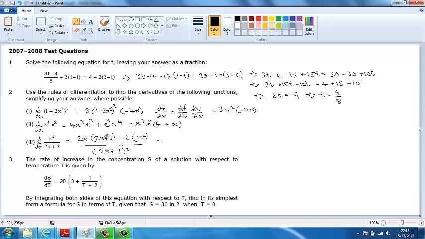And we can tidy up the numerator here. We've got 2x times 2x is 4x squared, minus 2x squared is 2x squared, and then we've got 2x times 3, so plus 6x, all over 2x plus 3 all squared. We could take 2x out as a common factor in the numerator, and then that will give us x plus 3, all over 2x plus 3 all squared.